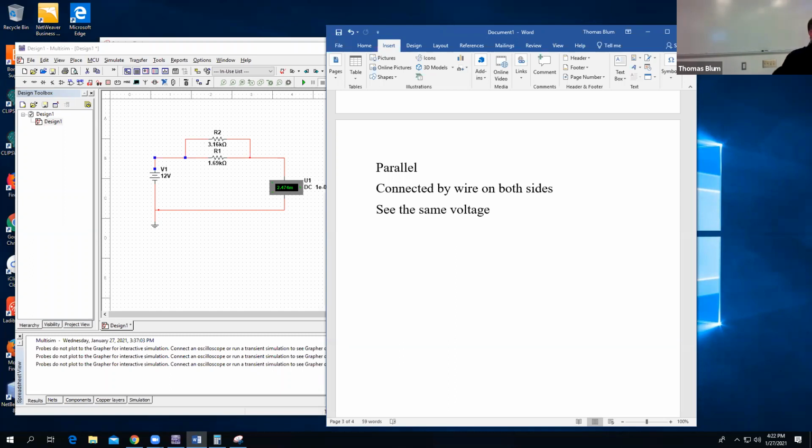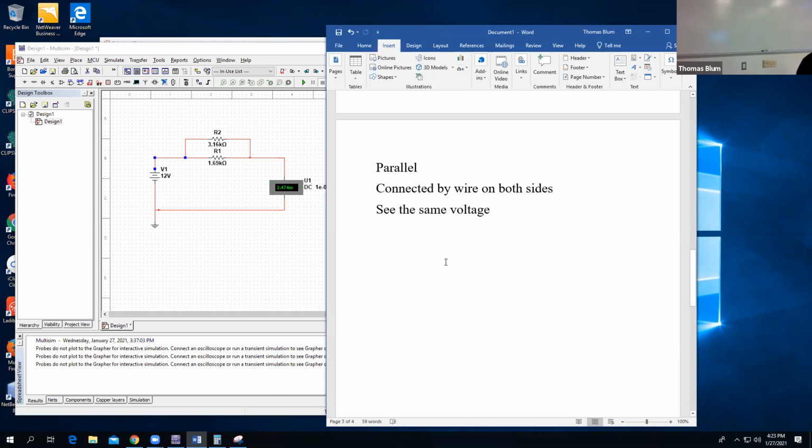So with series, we have Ohm's law. We have three main concepts: voltage and current and resistance. And series meant they had the same current, and for parallel, voltage is the one that's the same. So these guys have the same voltage.